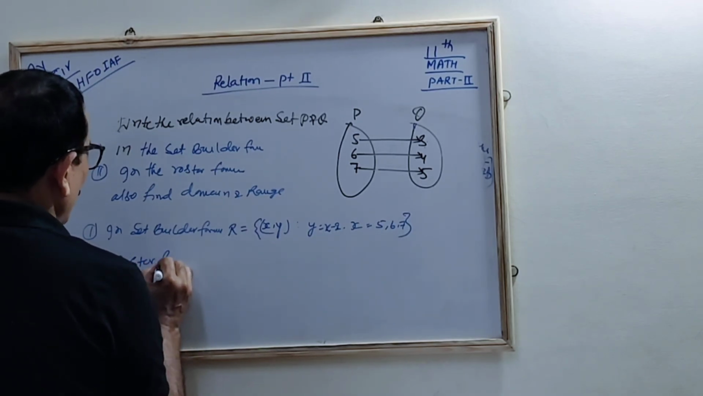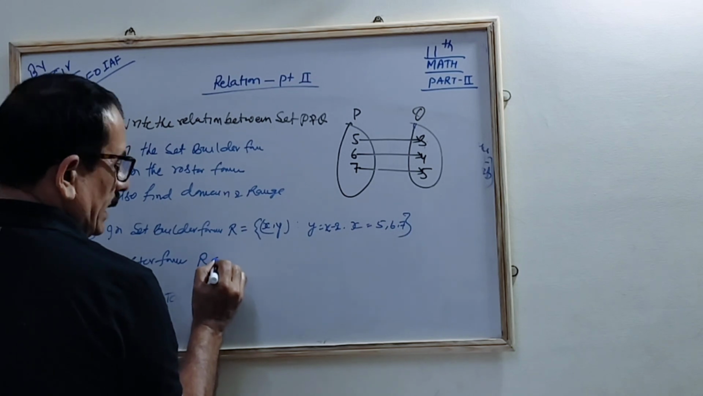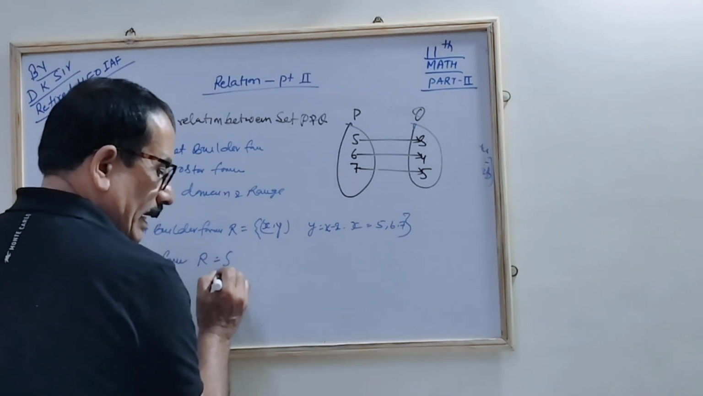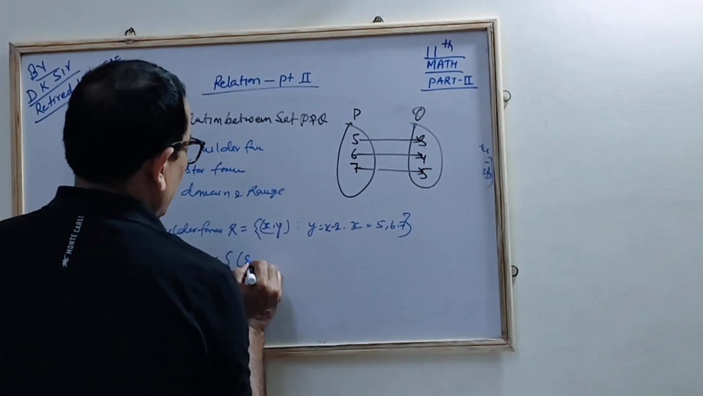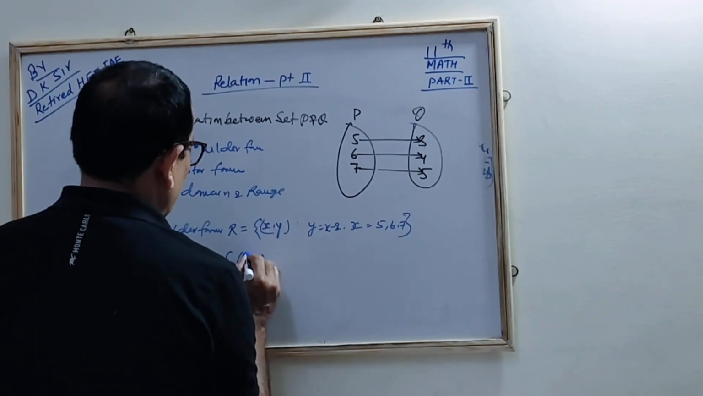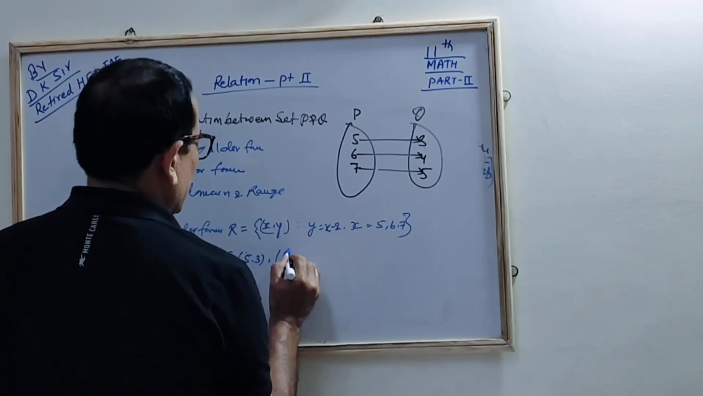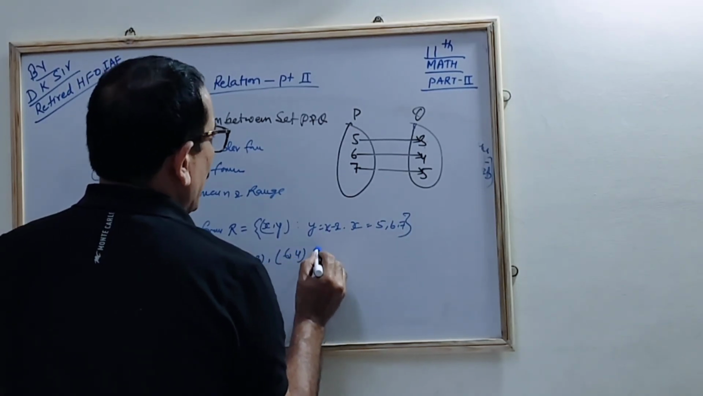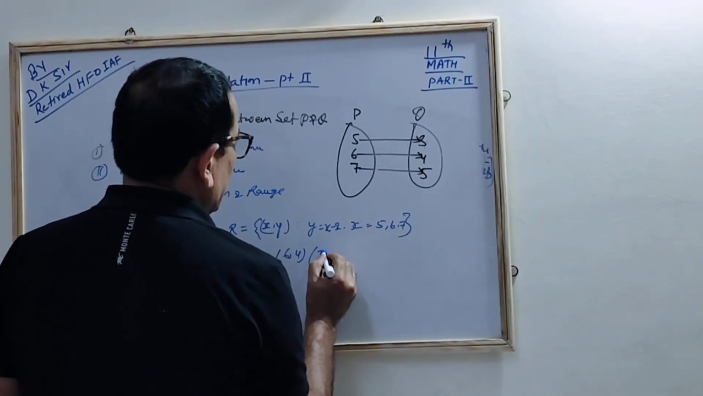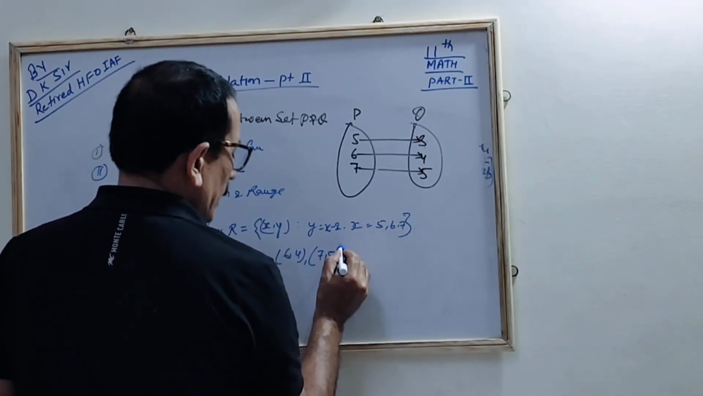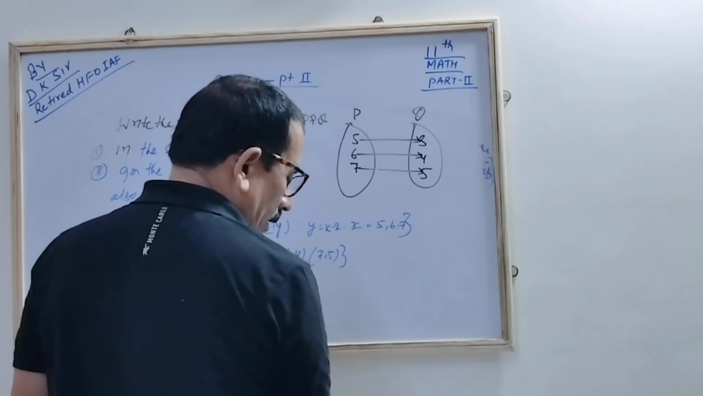In the roster form, we can write the relation as: 5 is related to 3, correct? Next, 6 is related to 4, and 7 is related to 5, correct? So this becomes the roster form.